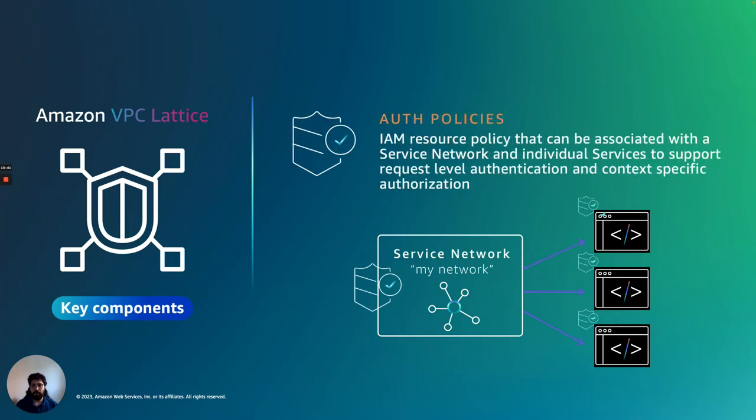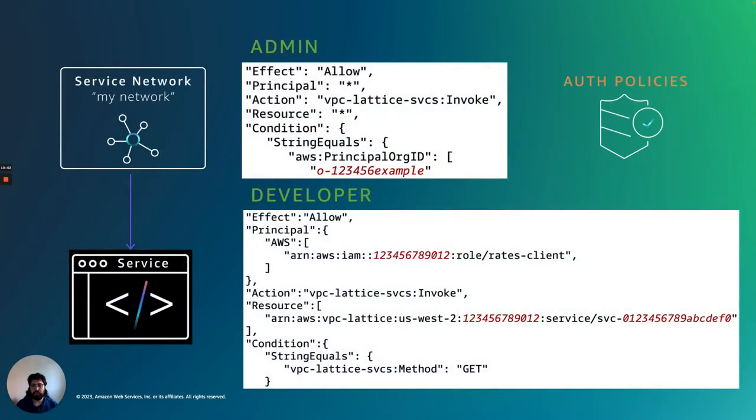Health policies is how you enforce authentication and authorization. It is basically an IAM resource policy where the resources are your services. Health policies can be applied at both service network and the service, giving admins a central place to enforce coarse-grained guidelines like only allow authenticated requests from my org ID, but at service level, do something more fine-grained, like only allow GET requests from account 123 from a specific principal.